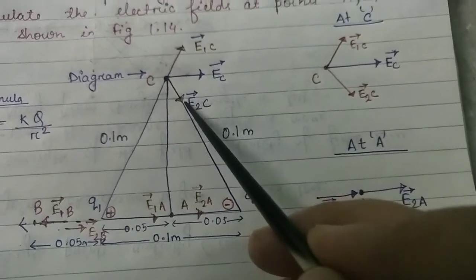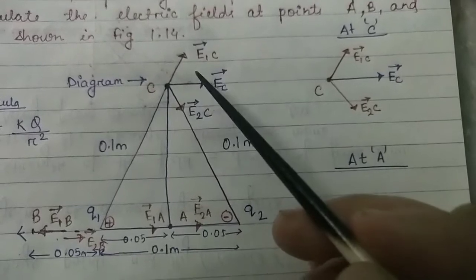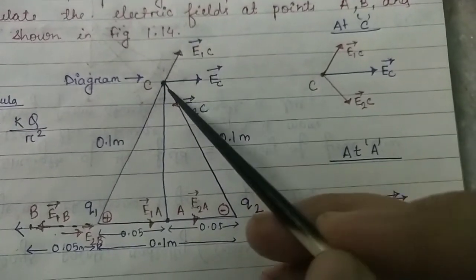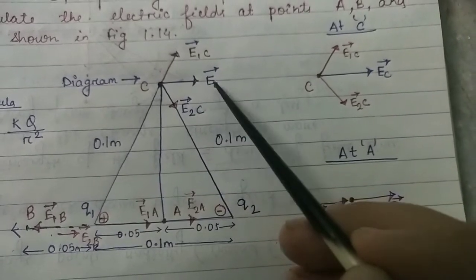This is important. We should learn how to find the resultant of vectors. So we are having two vectors, one in this direction, one in this direction. So the resultant will be in between them. How to find EC?